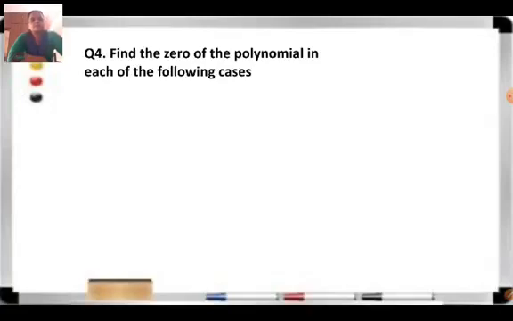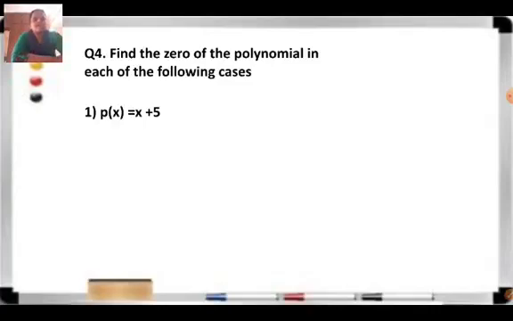Now see question number 4. Find the zero of a polynomial in each of the following cases. Now see here, what is given? We want to find the zero. Here they have not given any value. We don't want to check whether it is a zero of the polynomial or not. We have to find the zero of the polynomial.